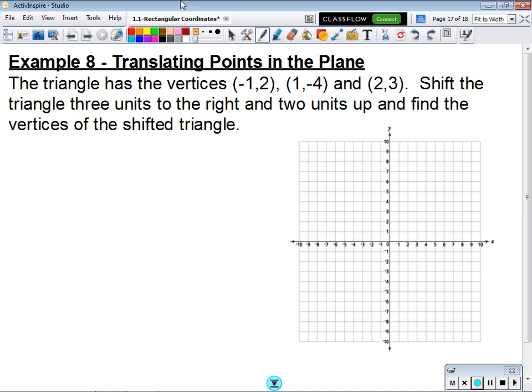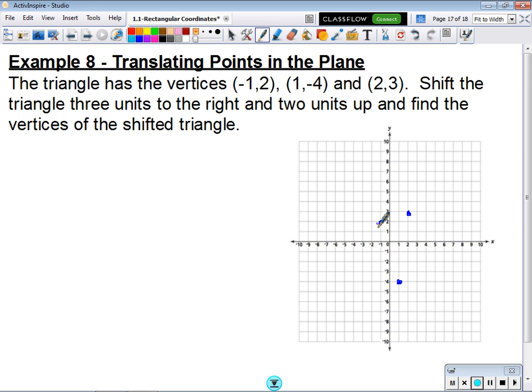And then finally, we're going to finish up here with some different things with points involving translations. So the question says the triangle has the vertices -1, 2, 1, -4, and 2, 3. And it says to shift the triangle 3 units to the right and 2 units up and find the vertices of the shifted triangle. So essentially what I'm going to do is first I'm going to plot these points. So here's -1, 2, that's going to go here. 1, -4 would be down here. And then 2, 3 is going to be up here.